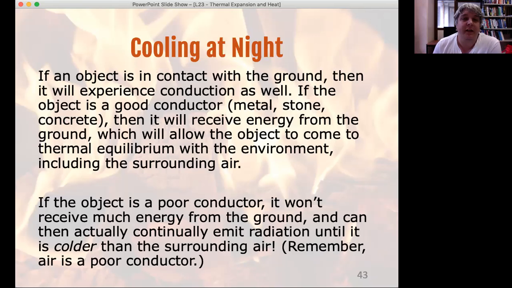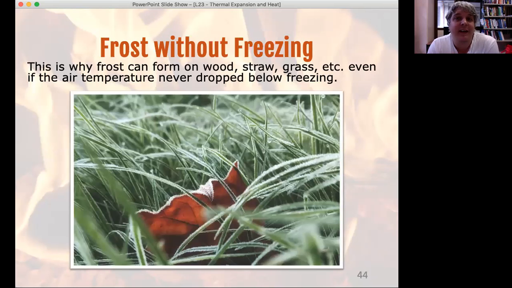That means we can get things that form a frost even though the air temperature never went below freezing. So wood, straw, grass, anything that's a poor conductor can cause a frost even if the air never actually dropped below freezing.